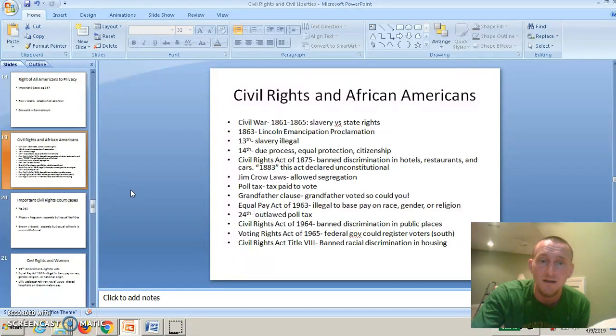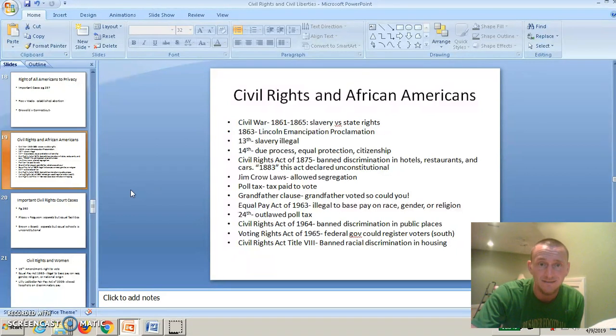Okay? You got your grandfather clause they came up with. Well, the grandfather clause, if your grandfather voted, you could vote. Well, at the time, in the 1880s, most of their grandfathers were slaves, so they couldn't vote. So the grandfather clause, this is what the South wanted to do.